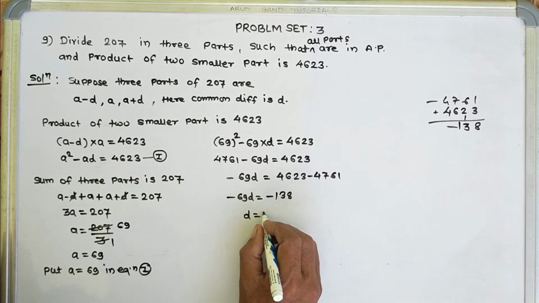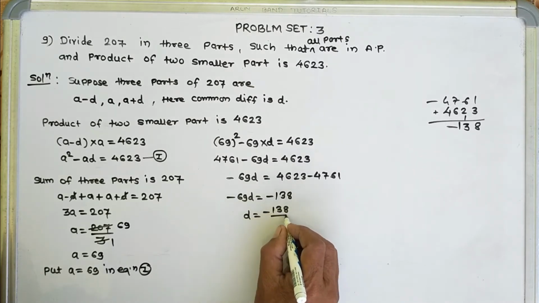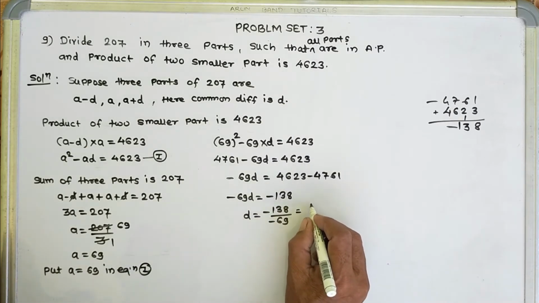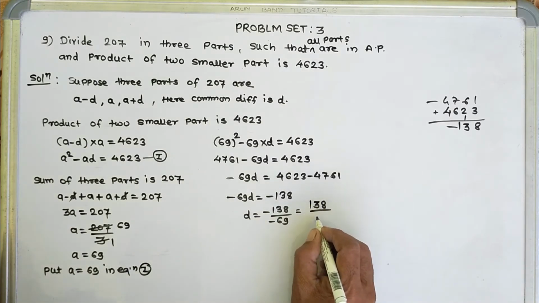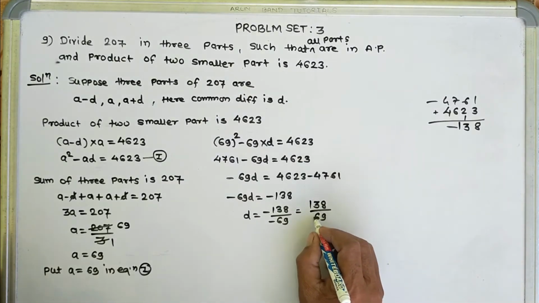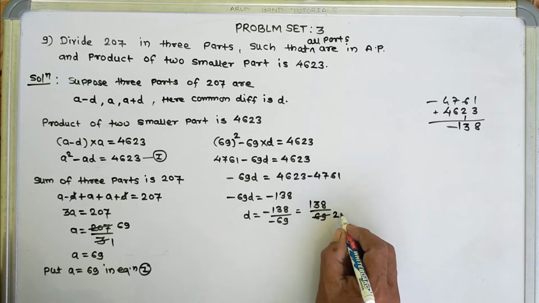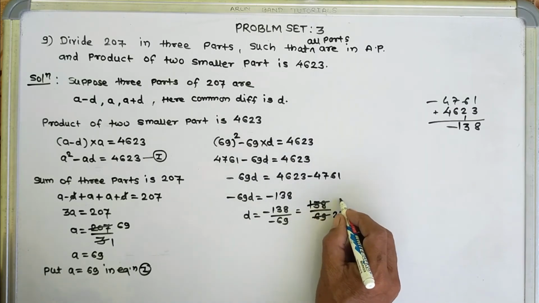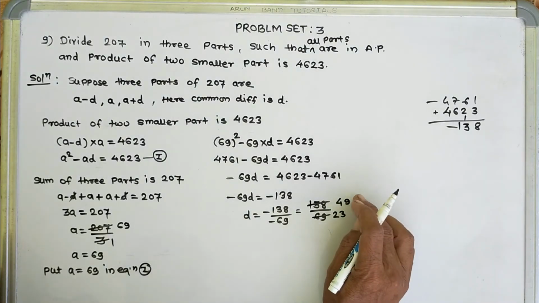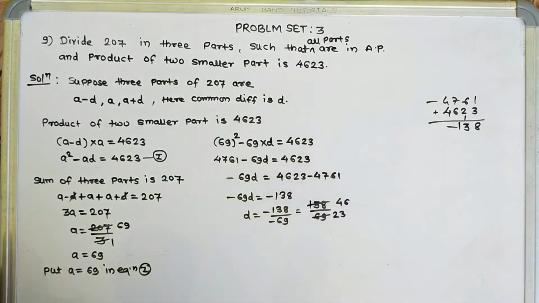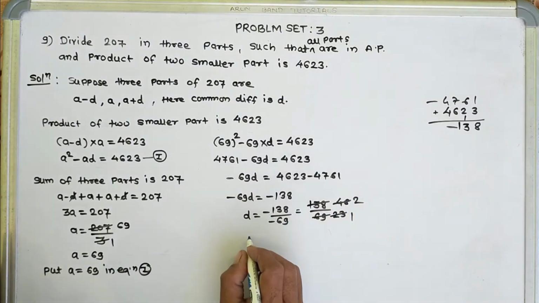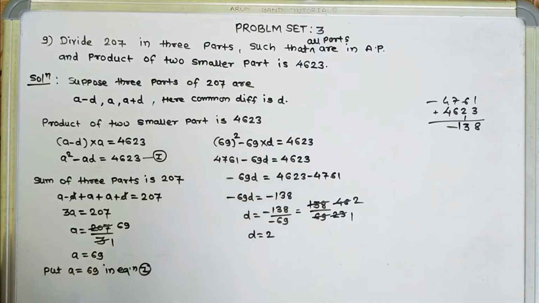So d will be equal to minus 138 divided by minus 69. This will be 138 divided by 69. Here we can divide by 3. 3 2s are 6, 3 3s are 9. Here 3 4s are 12, 3 6s are 18. Now 23 and this is 2. So the value of d is equal to 2.